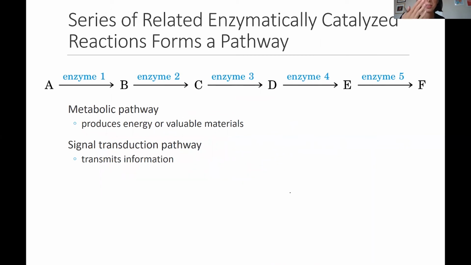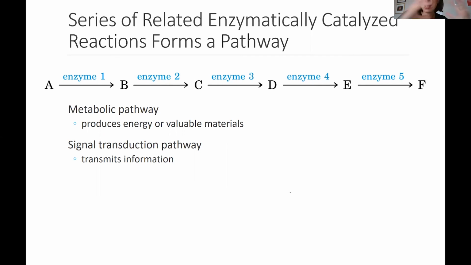We can also serially do these reactions enzymatically. So when we have a series of related enzymatically catalyzed reactions, so reactions that are catalyzed using an enzyme, and they're in a pathway, we just call this a metabolic pathway. And sometimes it's called a signal transduction pathway. Generally, we're calling it a pathway.